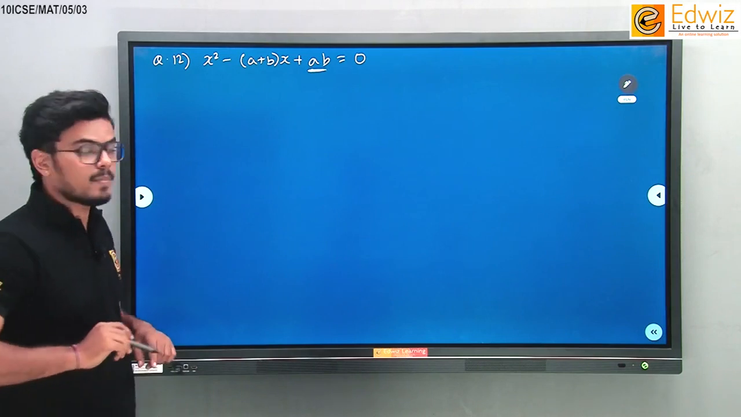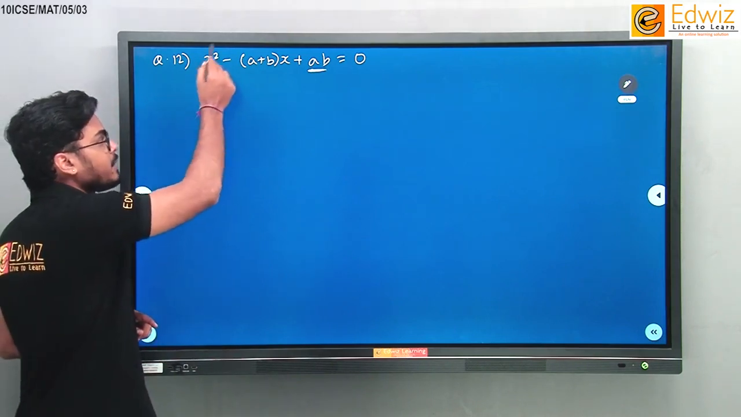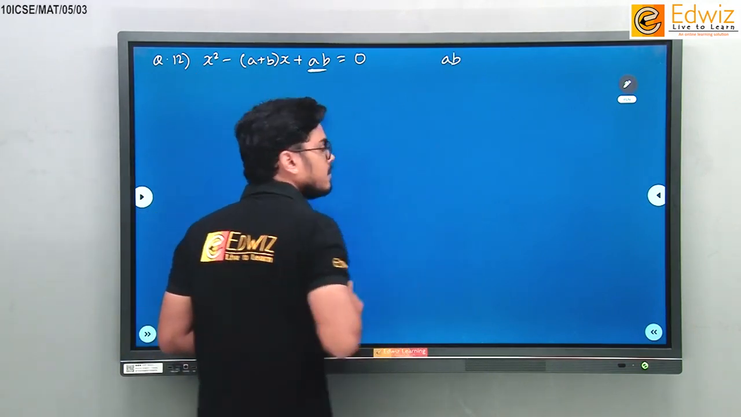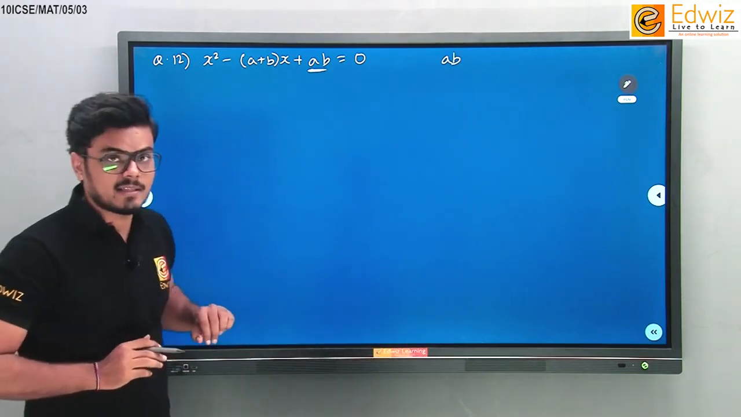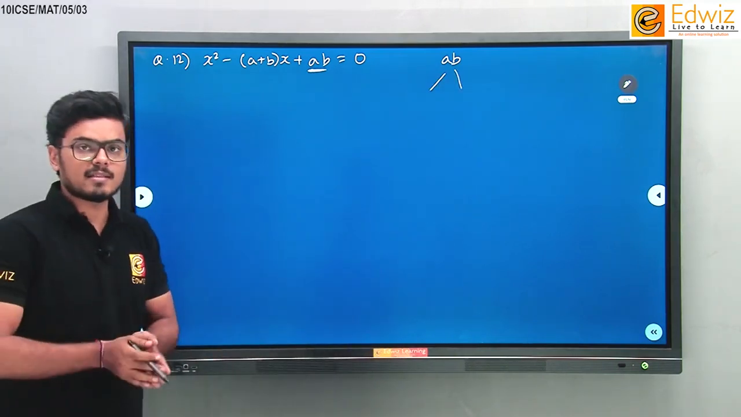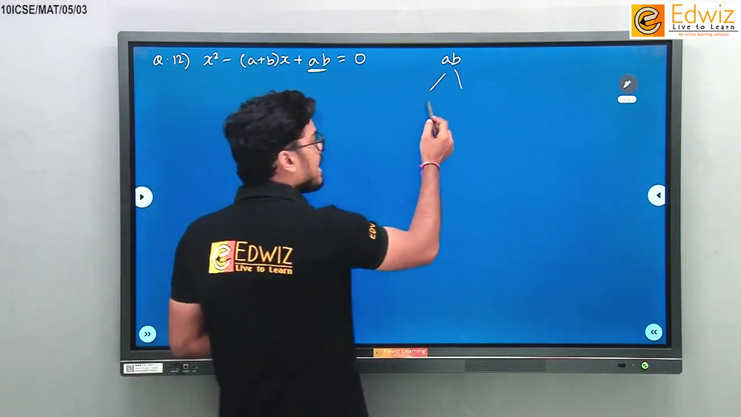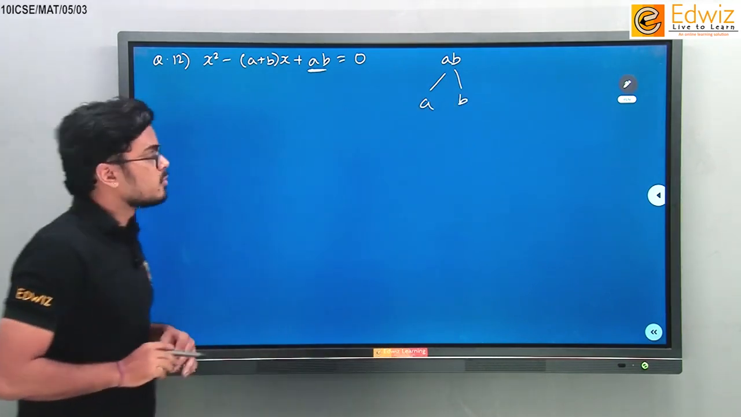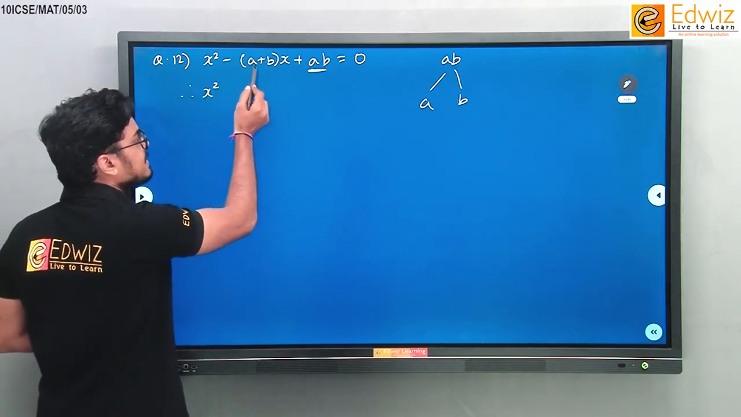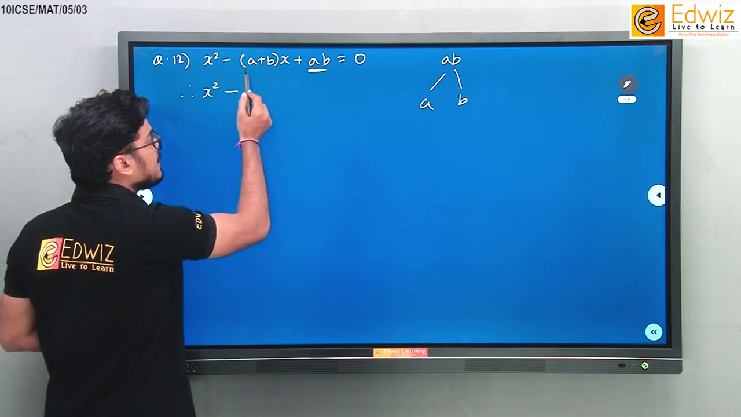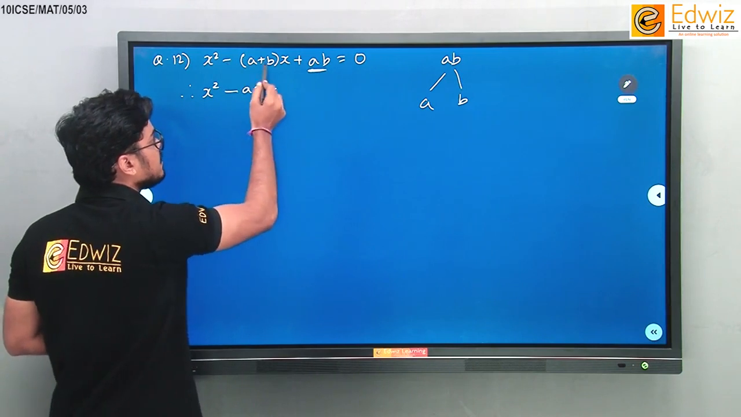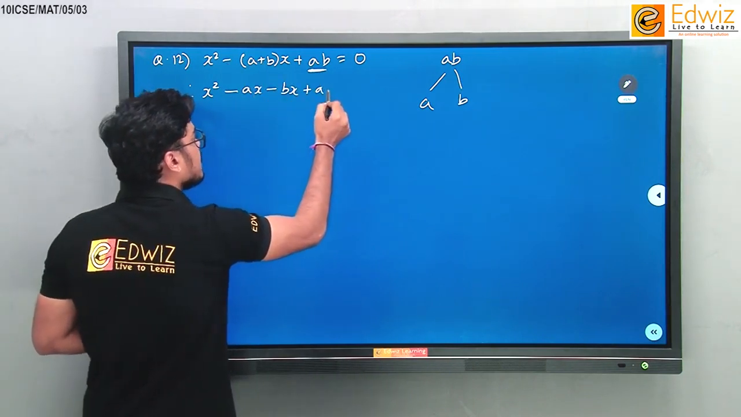Remember, in the factorization method, what do we do? Coefficient of x square multiplied by the last term. So we need factors of the last term ab. Ab is a term whose factors we need. But since these are variables, the only factors that we can think of are a and b. So if I open this, you will get x square minus sign. If I take it inside, we will get minus a into x and minus plus and minus will become minus b into x plus ab.